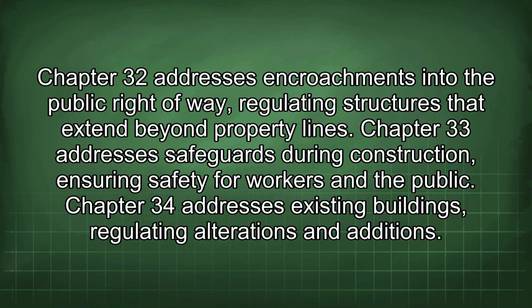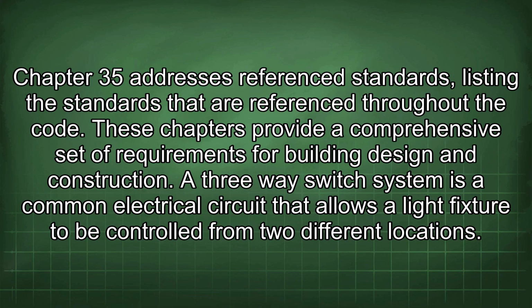Chapter 33 addresses safeguards during construction, ensuring safety for workers and the public. Chapter 34 addresses existing buildings, regulating alterations and additions. Chapter 35 addresses reference standards, listing the standards that are referenced throughout the code. These chapters provide a comprehensive set of requirements for building design and construction.